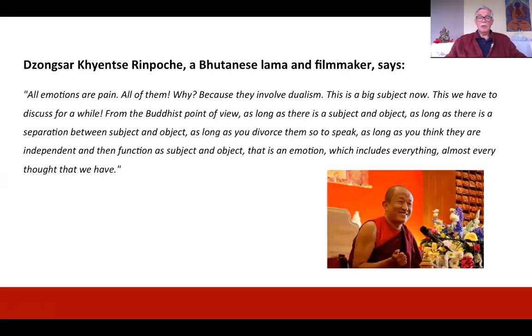From the Buddhist point of view, as long as there is a subject and an object, as long as there is a separation between the subject and object, as long as you divorce them, so to speak, as long as you think they are independent and that they function as subject and object, that is an emotion, which includes everything, almost every thought that we have. This is worth thinking about.